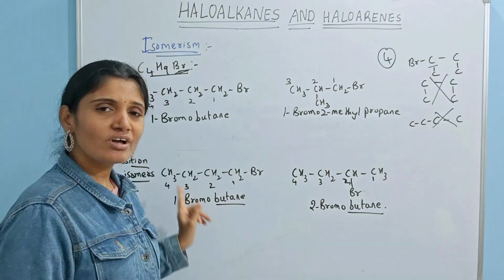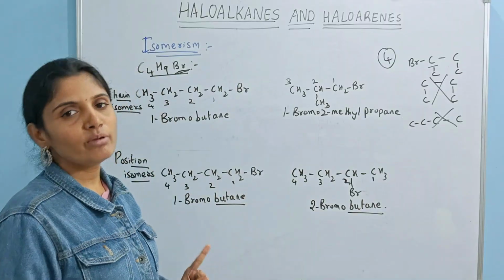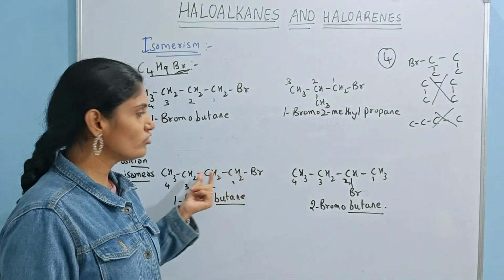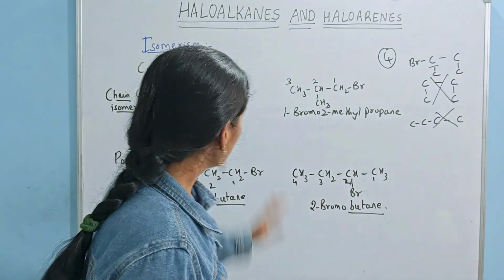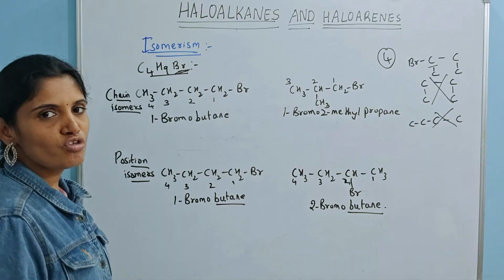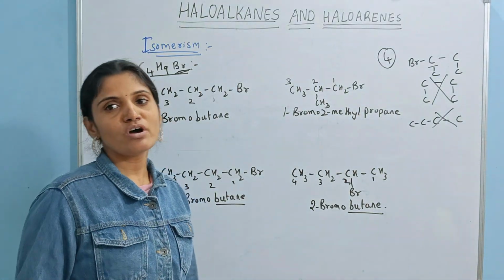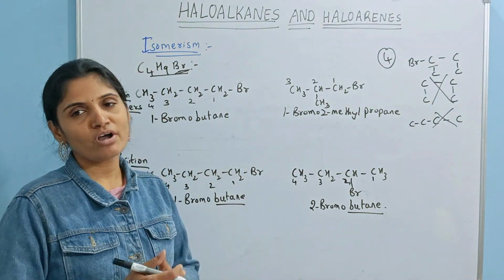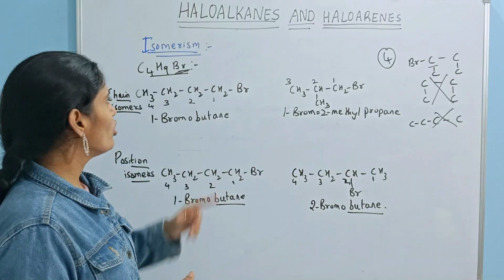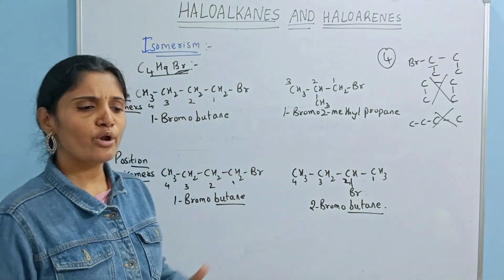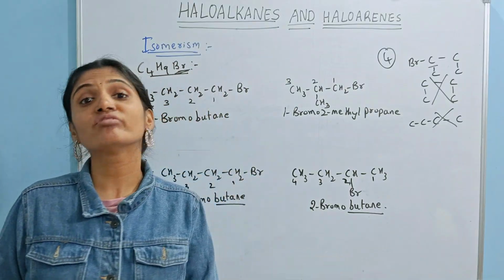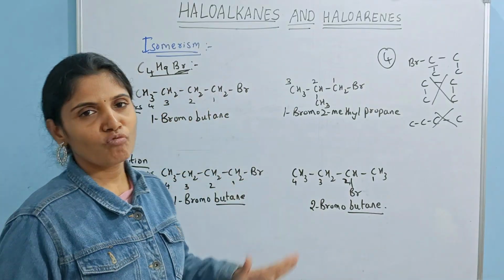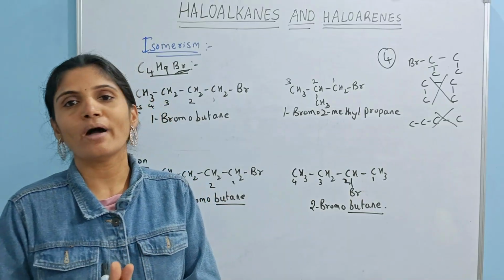In positional isomers, the carbon chain length will remain the same in both the compounds, but the position of the substituent or the functional group will be different. Okay, so this is how I write the chain and position isomers. And when you come to functional isomerism, they don't show functional isomerism, or group isomerism, because we are not taking chlorine, bromine, iodine or fluorine as functional groups as such. Here we are just taking them as substituents. That is the reason they don't show any functional group isomerism.